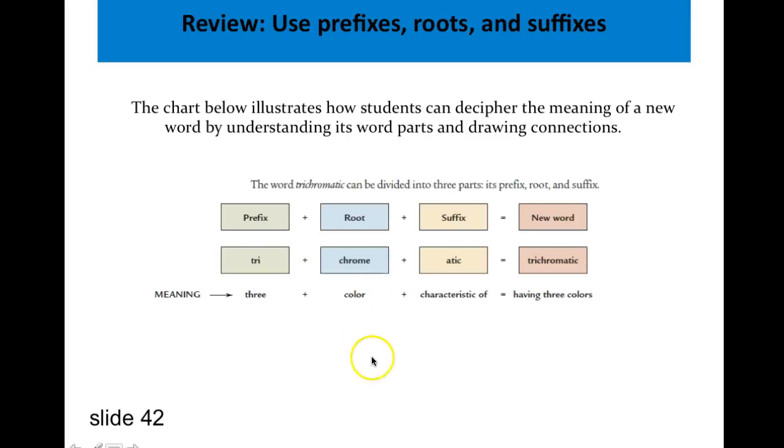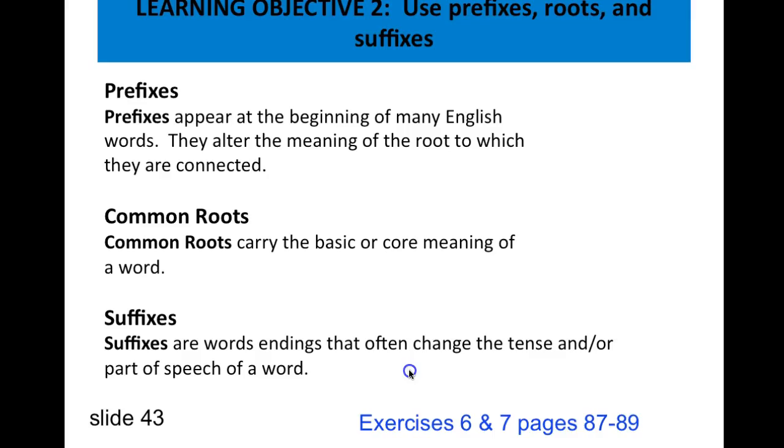So let's take a little review. We have prefixes, roots, and suffixes, which can be combined to form new words. The prefix usually will change the meaning of the word. The root word is the basic part of the word, and the suffix is added at the end, and it changes the part of speech of the word. And I gave you another definition right here of each of those three items.